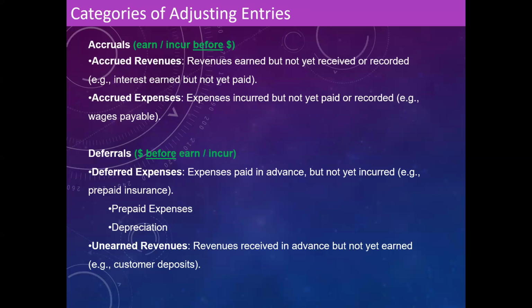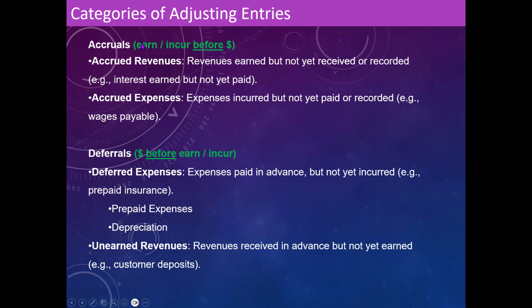So typically, we break down our adjusting entries into four categories. Actually, two broad categories, accruals and deferrals. And then within each of those two broad categories, we have accrued revenues and accrued expenses, and deferred expenses and deferred or unearned revenues. Still confusing, right? Because you're just using words. I don't know, Mike. So let me try to help a little bit more.